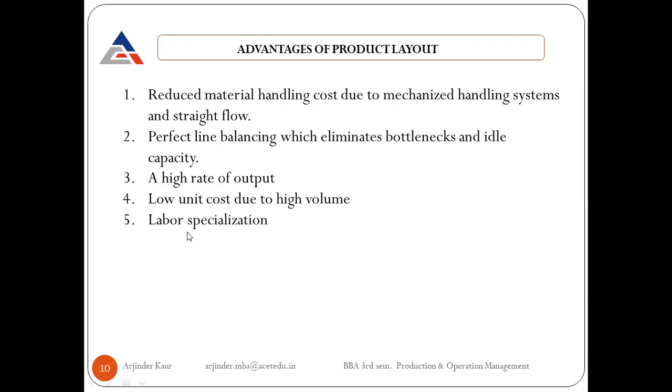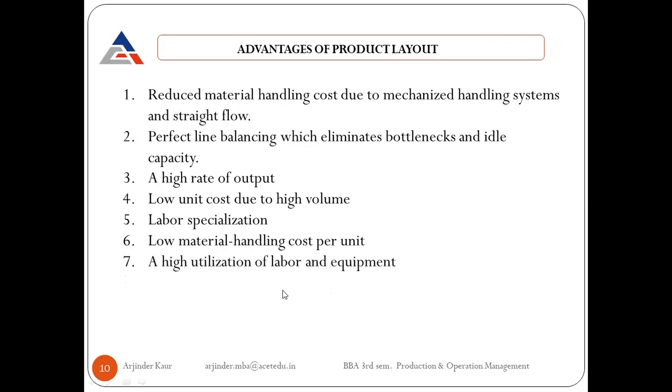Labor will become specialized because they'll be entitled to do a similar kind of work time and again, so they'll become specialized in their work. Low material handling cost per unit, as I told you that we can make use of the mechanized handling system. So we need not employ a lot of people or a lot of machineries for moving material from one place to another. So it will result in low material handling cost.